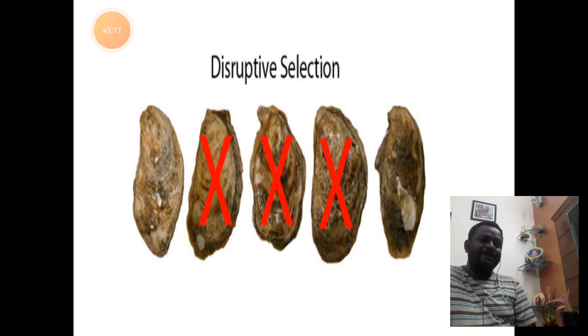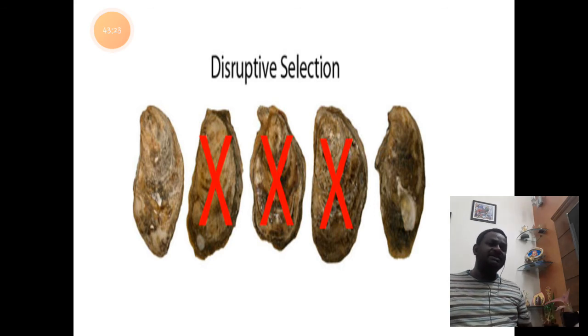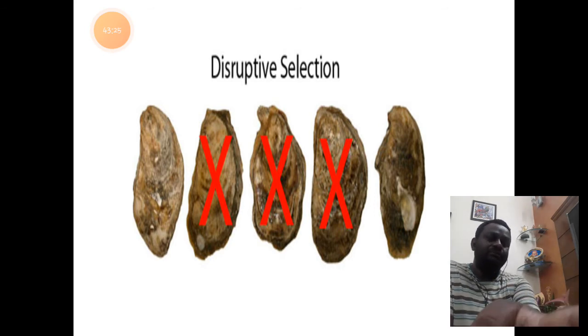Here in the diagram we can find an example showing the disruptive selection process. So two extremities are selected, not the middle one.